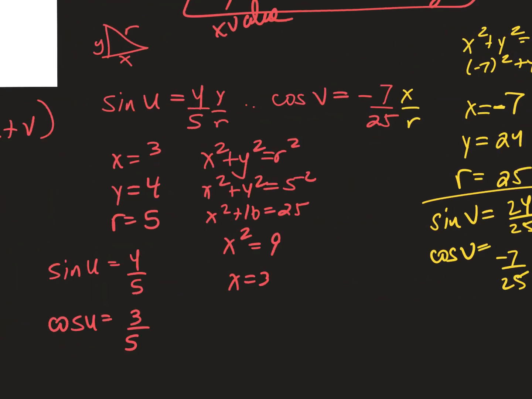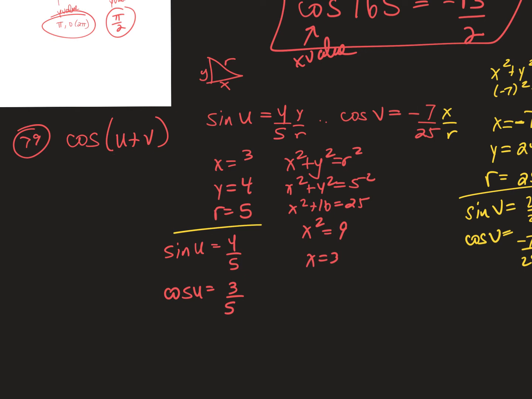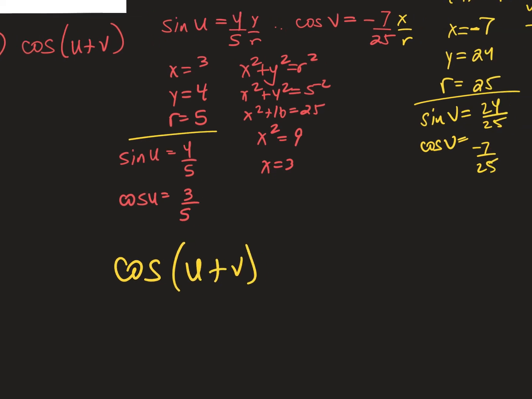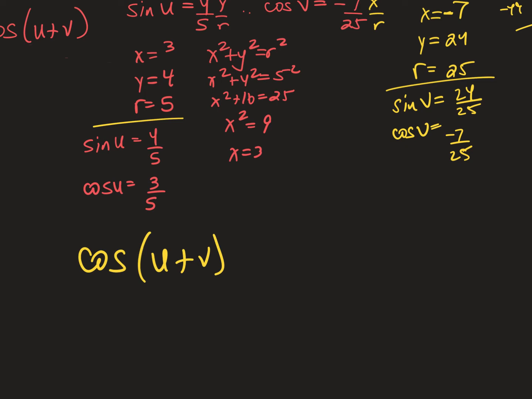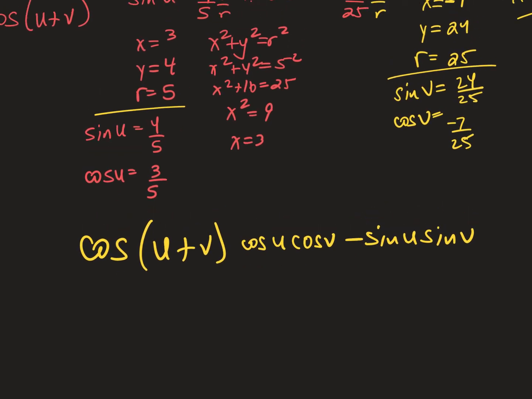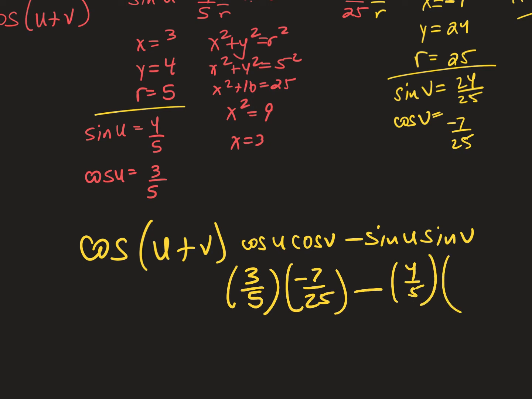So this is all I need now, because now I'm going to use those sum and difference formulas. I want the cosine of U plus V. So what's the formula? What does it say? Cosine, cosine minus sine, sine. Right? Cosine U, cosine V minus sine U, sine V. So now we're just plugging in. What is the cosine of U? 3 over 5. What is the cosine of V? Negative 7 over 25. Becky, did I write that formula right? And then the sine of U is 4 over 5, right? And then the sine of V, 24 over 25.